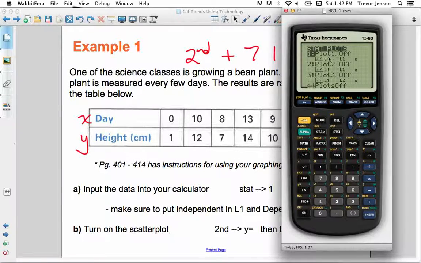And then you'll notice that plot 1 is off. You need to turn that on. So press enter and then highlight the on button and press enter again. So now on is highlighted. So that tells you that stat plot 1 is now on.